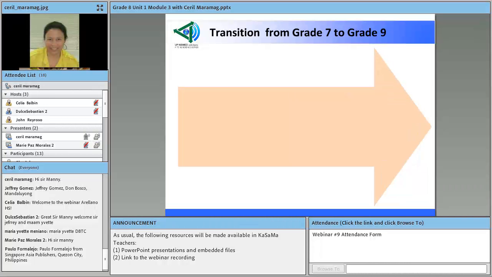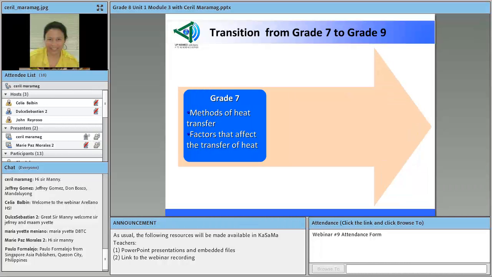And here is the transition from grade 7 to grade 9. As you notice, students will again encounter the same topics covered in the lower grades. So where do you think will progression come into the picture? In the lower grades, it will be more of observation, and students will just describe what they observe. But they are not expected to explain at the microscopic level how heat transfers between bodies or how heat affects matter. Hindi pa aabot sa ganung lalim, in other words. And where are they supposed to achieve this? In grade 7 and 8.